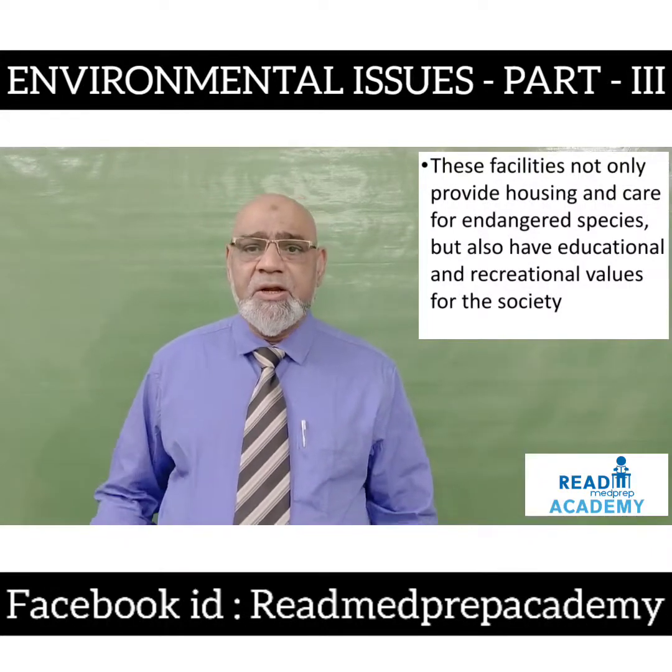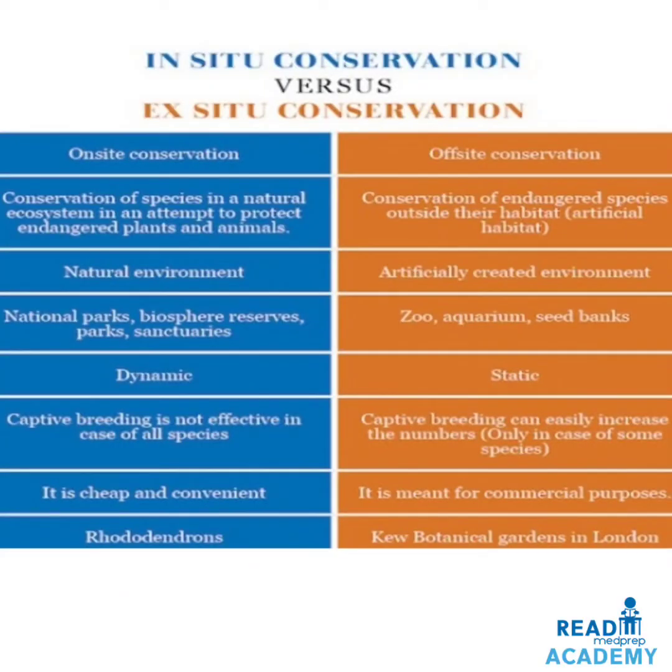Now, what are the differences between the in situ conservation and the ex situ conservation? In situ conservation is an on-site conservation, whereas ex situ is an off-site conservation. Conservation of species in a natural ecosystem in an attempt to protect the endangered plants and animals is in situ conservation. Whereas in ex situ conservation, the conservation of an endangered species is outside their habitat. It's an artificial habitat. In in situ conservation, the natural environment is present, whereas in ex situ conservation, it's an artificially created environment.